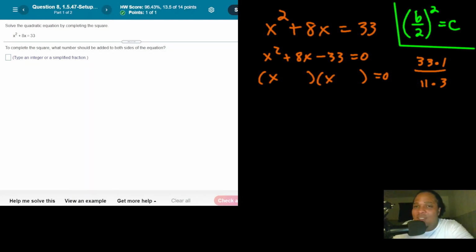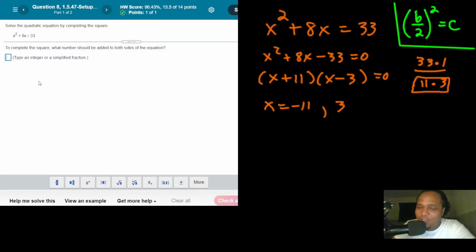We have another negative c term, so that's plus or minus. Factors of 33 that will give you an 8: we have 11 times 3. Which one goes where? Remember, the bigger number takes the sign, so the bigger number is 11, and we have 3 here. And look, we have our answers. x is equal to negative 11 and positive 3. Let's go ahead and just put the answers here just for kicks. But I still want to show you how to complete the square with it.